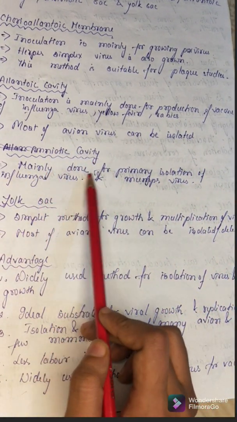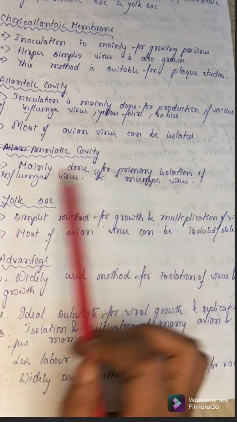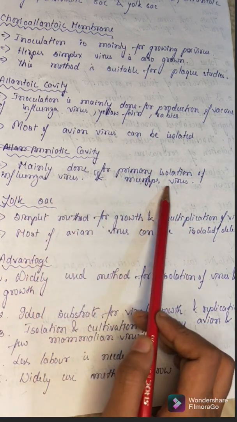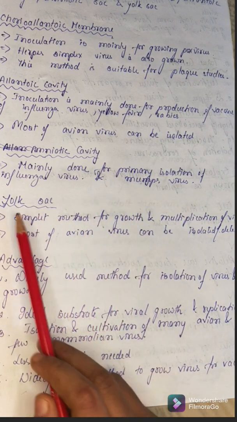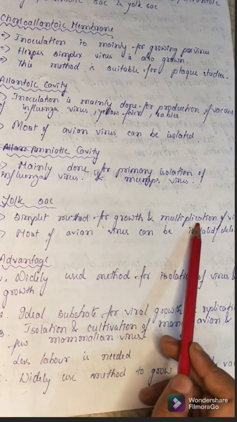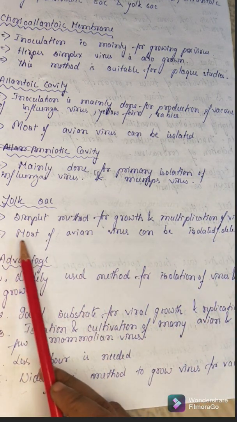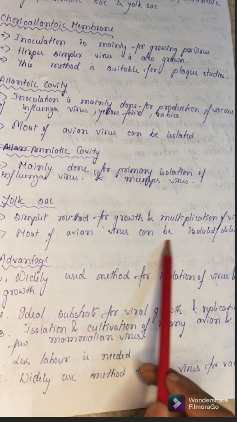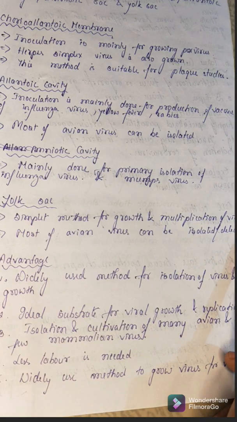Amniotic cavity, mainly done for primary isolation of influenza virus and mumps virus. Yolk sac. The simplest method for growth and cultivation of virus. Most of the avian viruses can be isolated and detected.